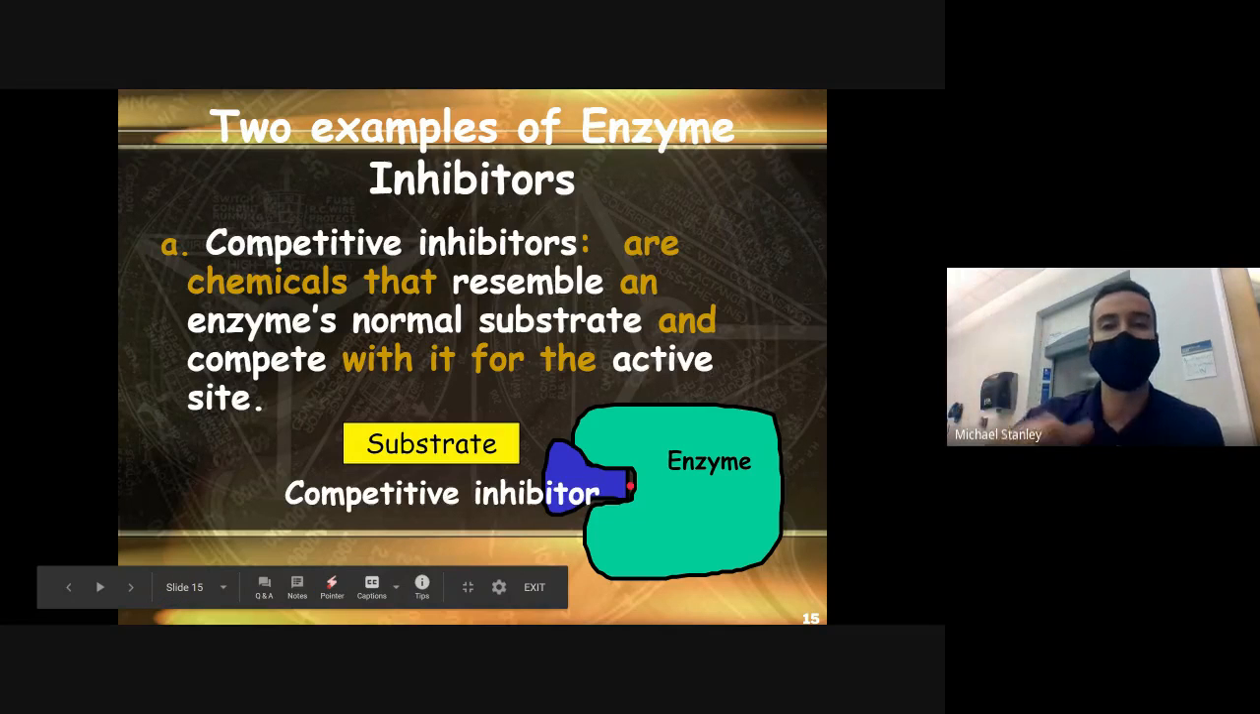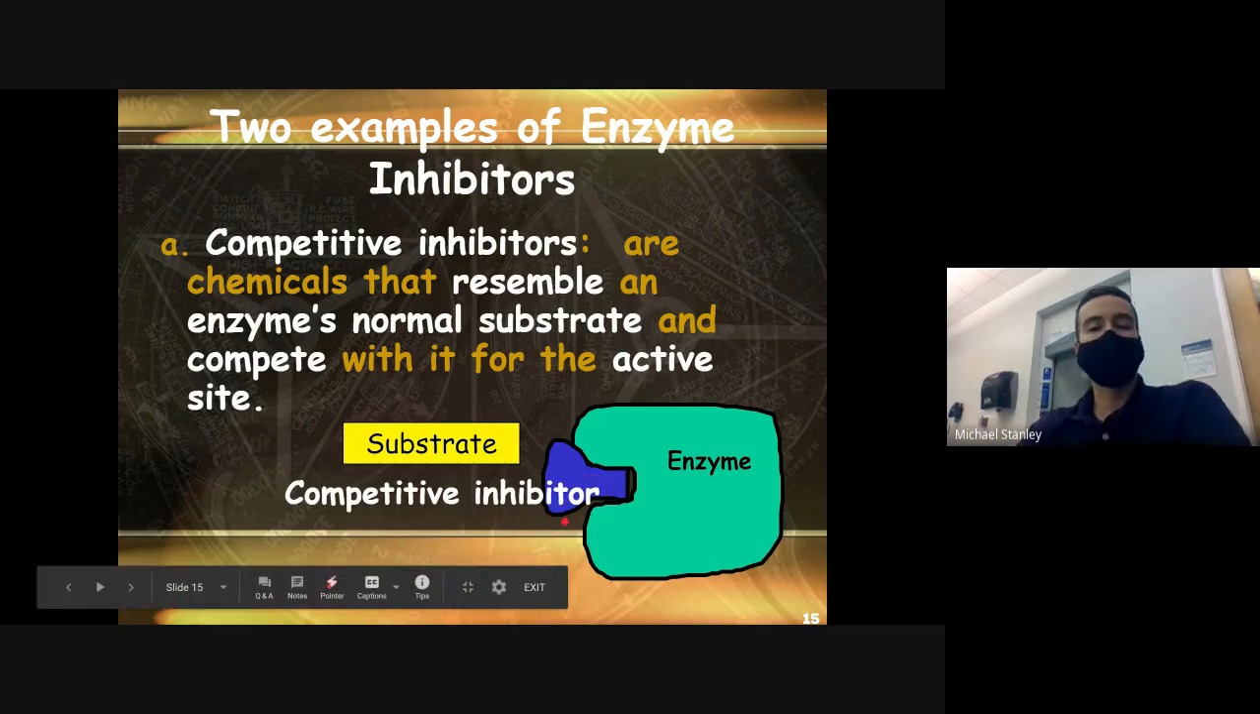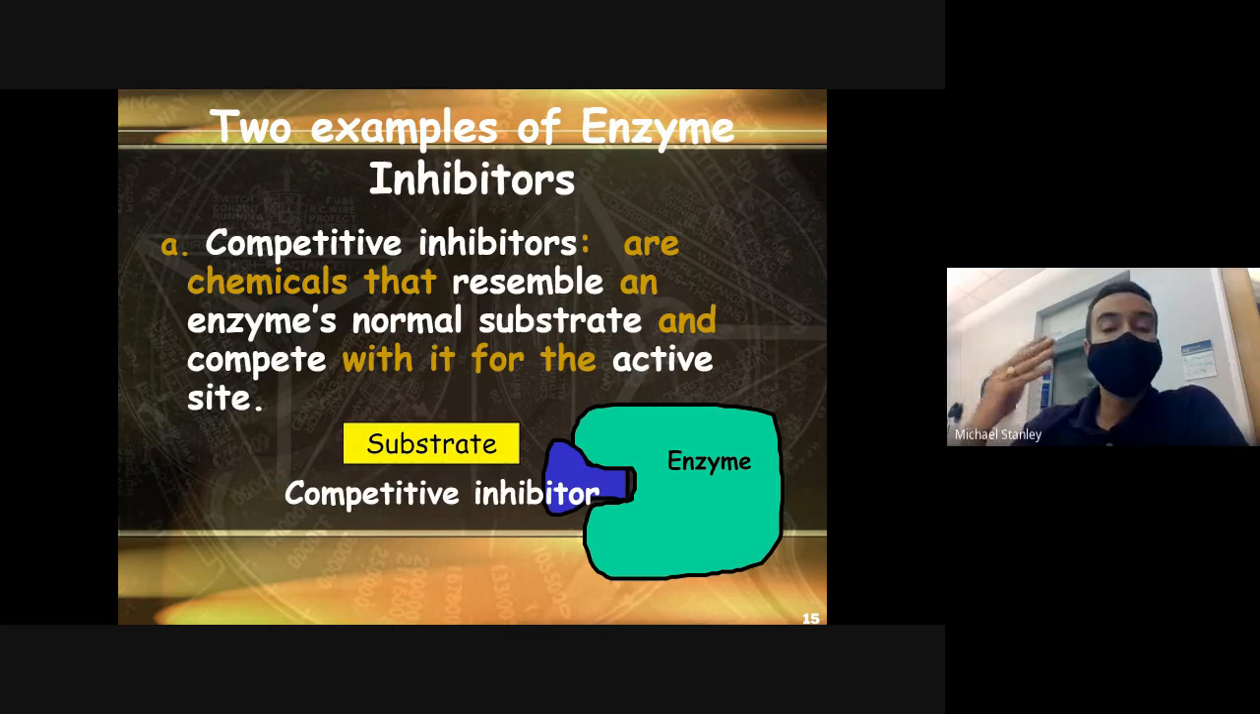It's like putting the plug on a sink or the tub. Substrate can't get in because the enzyme's all plugged up. It's got this plug in its active site. And we call that plug a competitive inhibitor. The other type also affects the enzyme's active site, but it doesn't do it quite as directly.